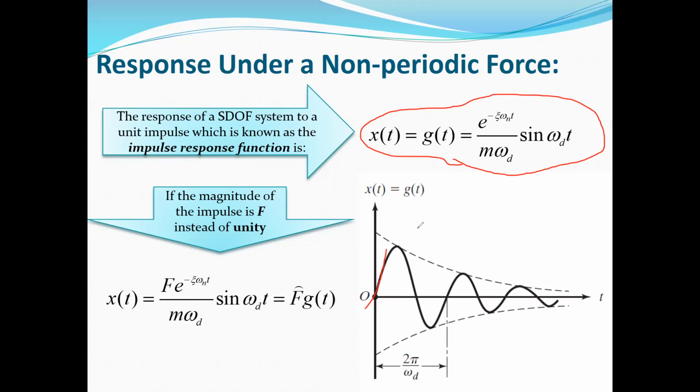And also, if we assume that the magnitude of the impulse is not unity, but, for example, F, which is a number, then instead of unity we can substitute F, and this is the response of the system subjected to an impulse with magnitude F, and it's equal to F times g(t). So we can obtain the response of an underdamped system which is initially at rest to any impulse. With this equation, you need only find the damping ratio psi and the natural frequency, and then you can easily find the response for any system subjected to the impulse.